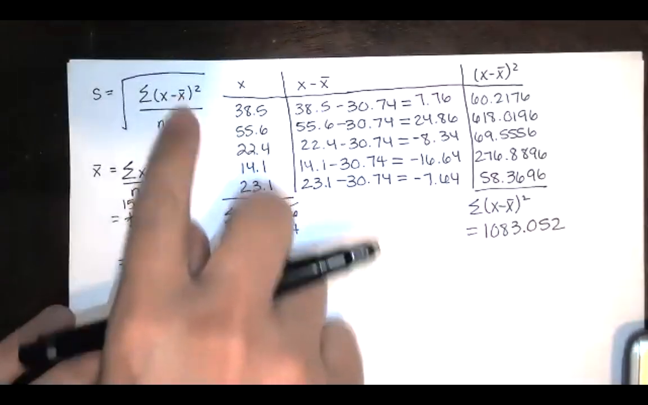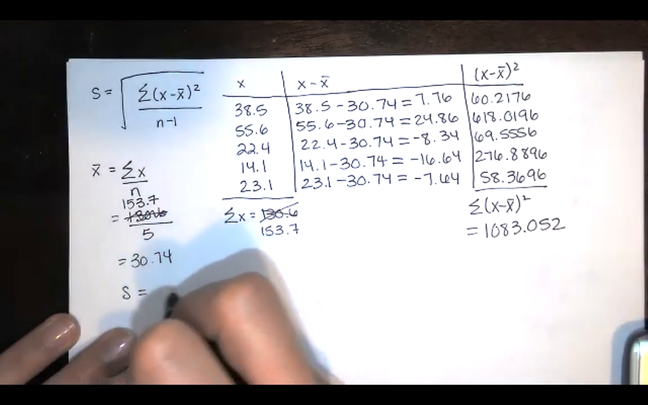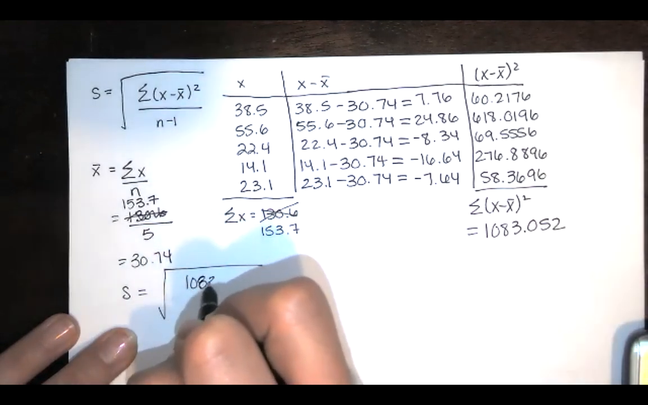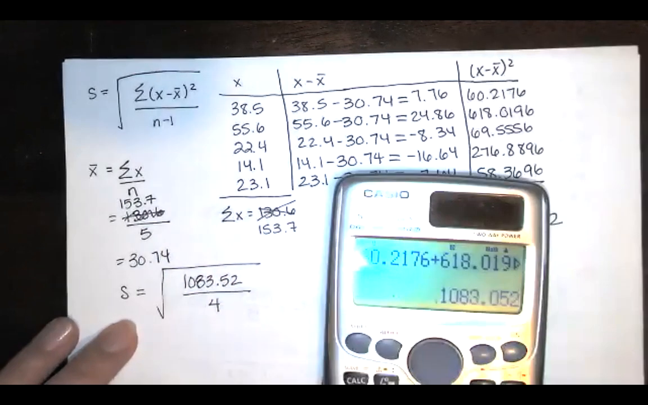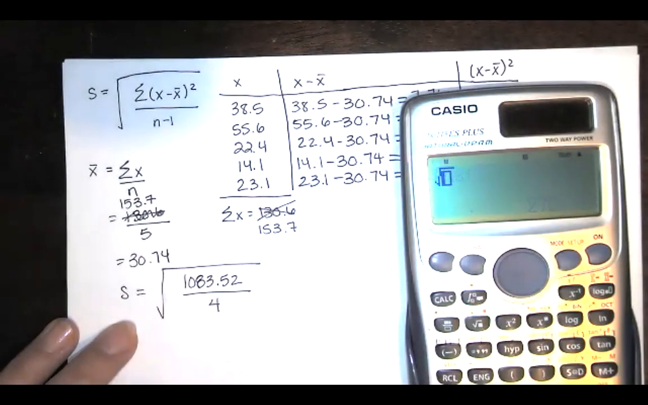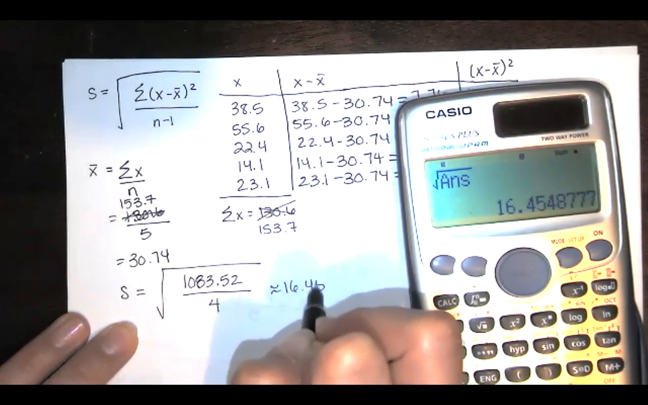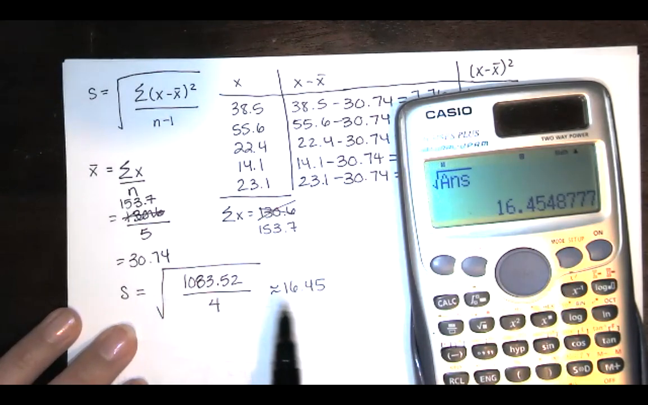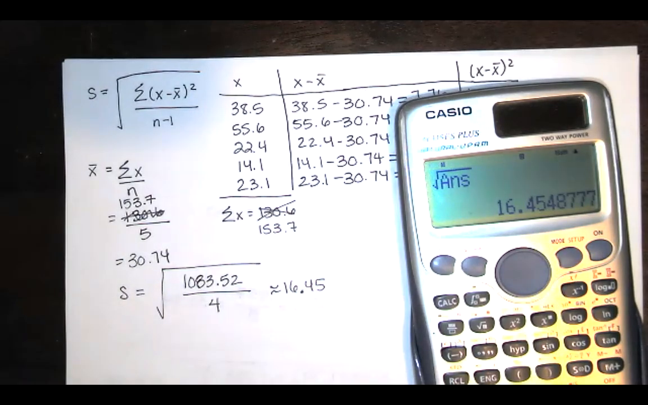I want to take that and I want to divide by the sample size minus 1. Sample size is 5, so we'll divide by 4 and then take the square root. And I get about 16.45. The data goes out to 1 decimal place. When we're computing sample standard deviation, we want to go out 1 more decimal place, so we want to go to 2 decimal places.